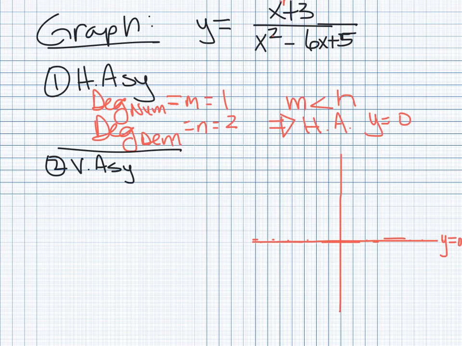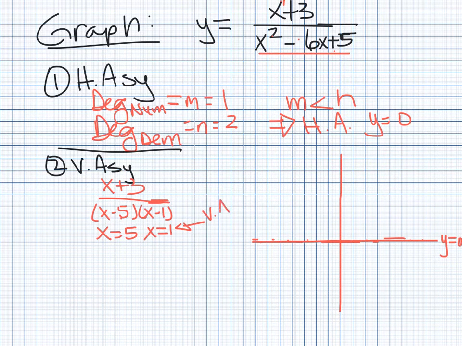And we do that by thinking about where the denominator is going to be undefined. So we're going to want to go ahead and factor that denominator. So x plus 3 over, factors of 5 that add up to a negative 6 are going to be x minus 5 and x minus 1. So x equals 5 and x equals 1 are both going to be vertical asymptotes because they're both values that make that denominator equal 0. They don't cancel out with the numerator.